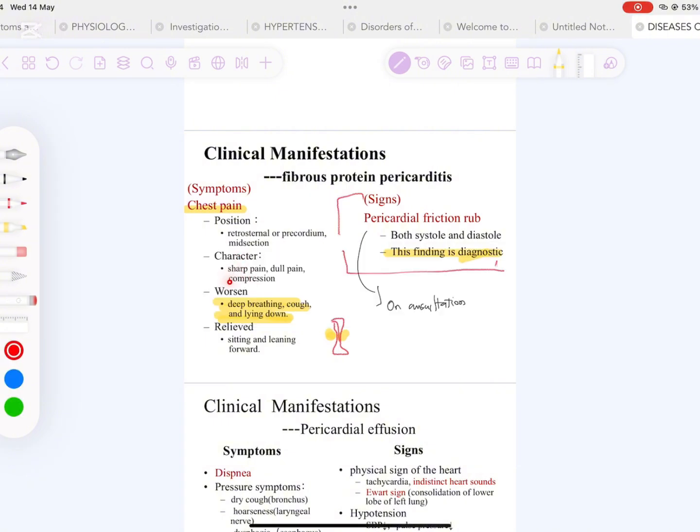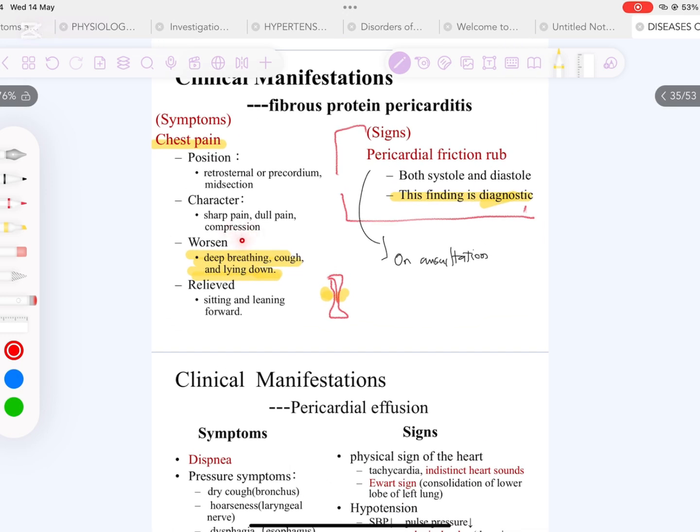Now we also have character: sharp pain or dull pain or compression. You would see compression more in pericardial effusion, but sharp pain or dull pain, suspect pericarditis. And now, if that patient tells you, oh, the pain worsens when I breathe in deeply, or when I cough, or when I lie down on my back, suspect pericarditis. And if the patient even adds that when I sit down or lean forward, it relieves, that is pericarditis, especially if it has both sharp and dull pain and they are pointing behind the sternum.